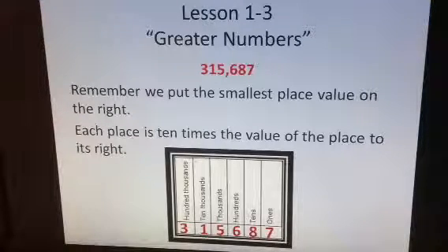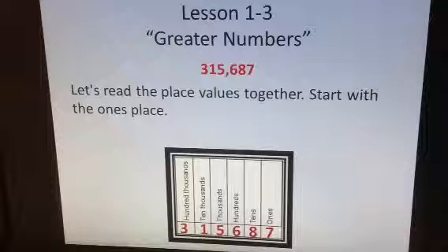Remember, we put the smallest place value on the right. Each place is 10 times the value of the place to its right. Let's read the place values together. Start with the ones place. Ones, tens, hundreds, thousands, 10,000s, 100,000s.